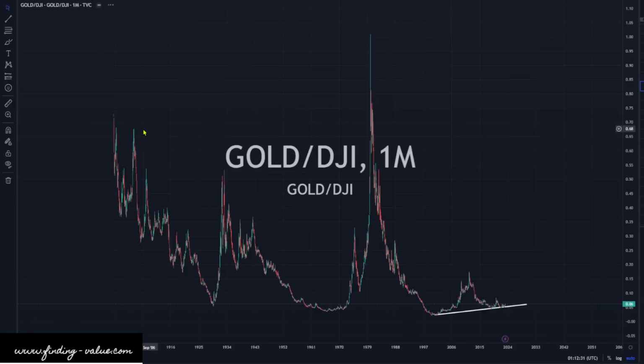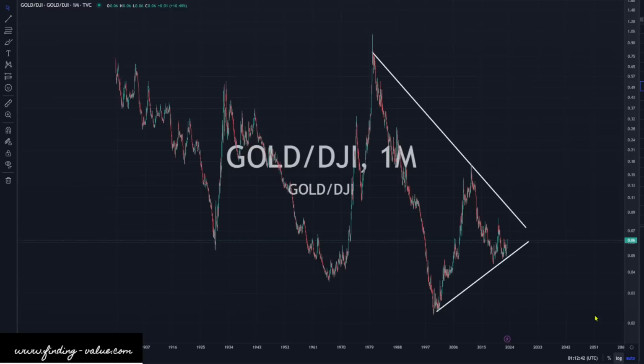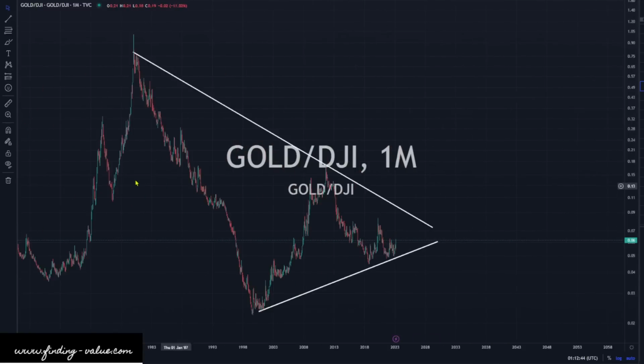Now, conversely, if we look at gold to the Dow Jones Industrial Average, we flipped the two. So it's not the Dow Jones Industrial Average, it's gold divided by that. And it's another way to view it. I'll put it on logarithmic here, and you can see that we're basically coming into a corner that we could potentially break to the upside eventually. We're not there yet when we price it in this type of format.